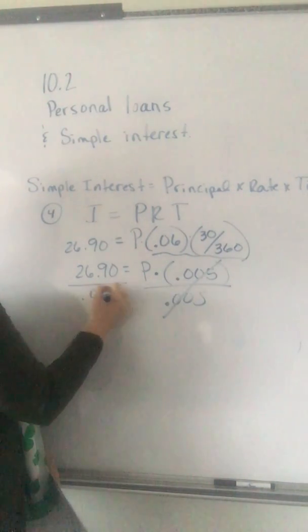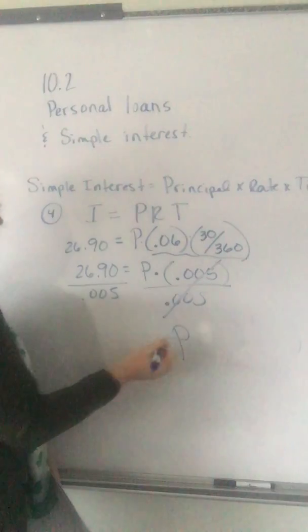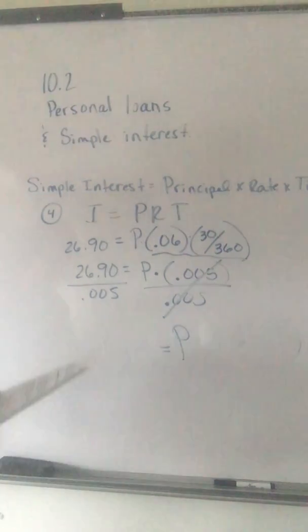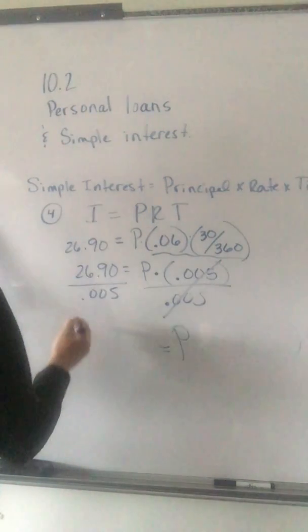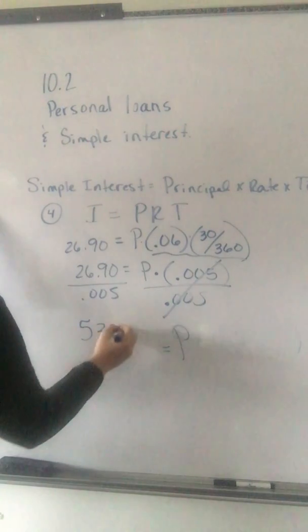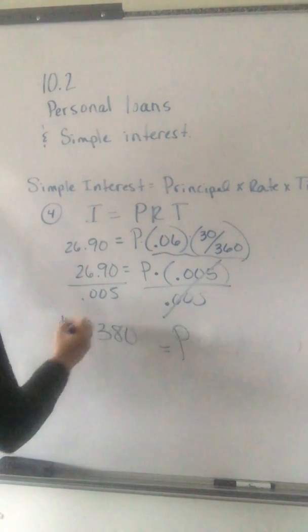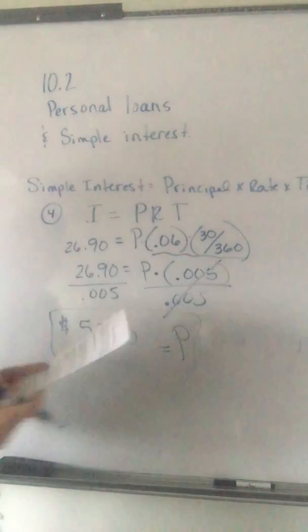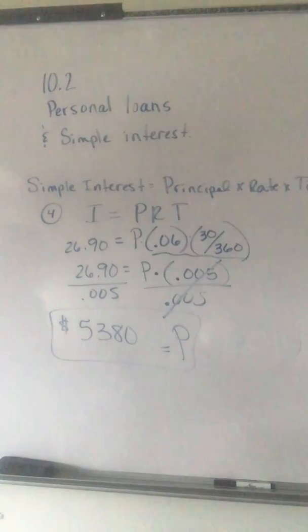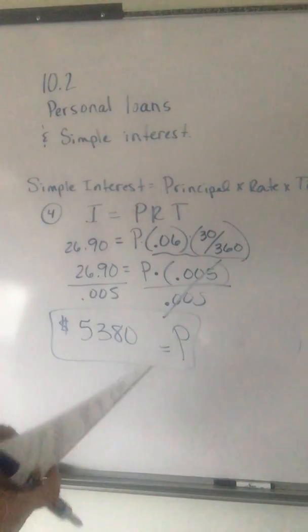So divide to the other side as well, and then we'll be able to solve for principal. So the principal doing this calculation is 5380. Comes out even on your calculation. So $5,380 for number 4. All right, next page.